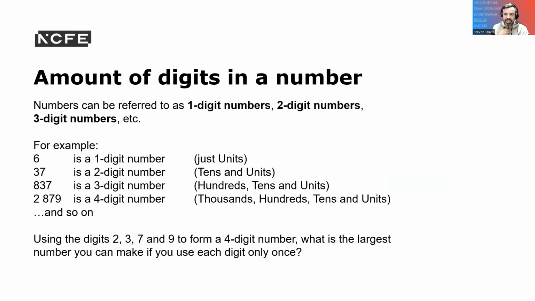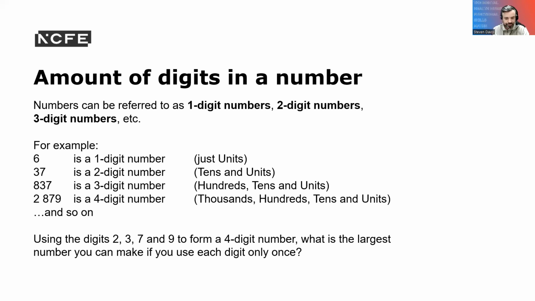So, amount of digits in a number. Numbers can be referred to as 1-digit numbers or 2-digit numbers, e.g., 3-digit numbers, etc. So, for example, 6 is a 1-digit number or just 1 unit. 37 is a 2-digit number, tens and units. 837 is a 3-digit number, hundreds, tens, and units. So we've just covered this. So remember, we're now going from right to left on that chart. 2,879 is a 4-digit number. That's thousands, hundreds, tens, and units, and so on.